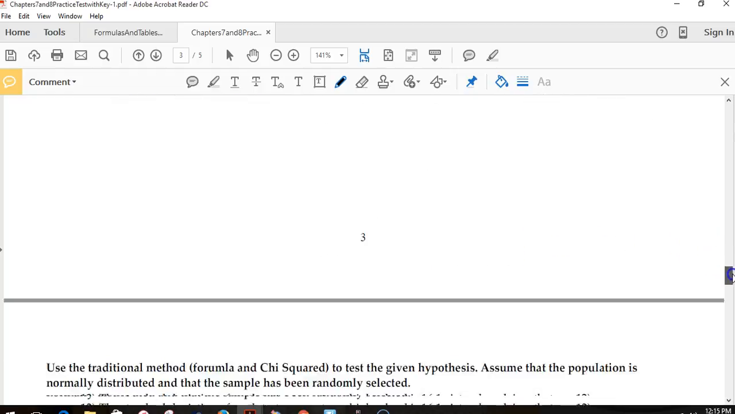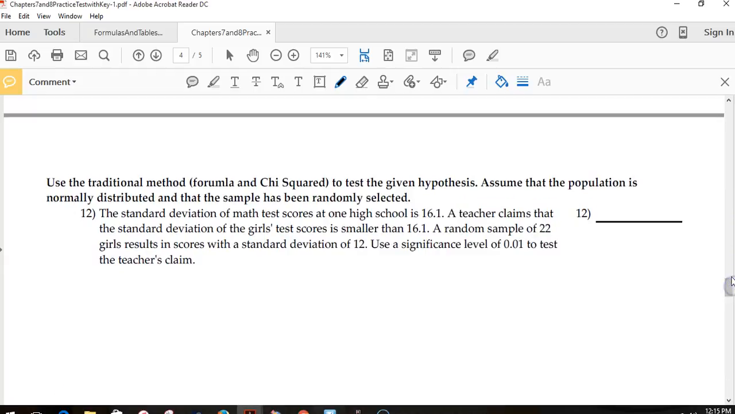One more, and then we are done. But unfortunately, we're going to have to do this by hand. Use the traditional method because that's all we got. Formula spelled wrong, so I must have typed this up. And chi-squared to test the hypotheses. Assume that the population is normally distributed and the sample is randomly selected.